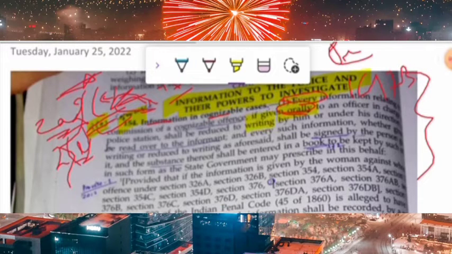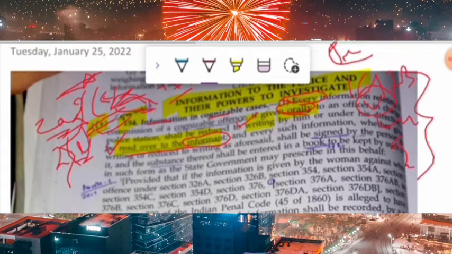If it is oral, then the officer in charge of the police station shall reduce the same into writing by him or under his direction. Either he shall write it or he will ask someone else to write it under his direction, and it shall be read over to the informant. What they wrote, they should read over to you. The informant may be anyone, like the victim or victim's family, guardian, neighbor, anyone can be the informant.